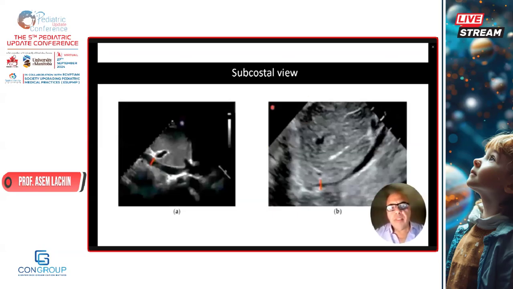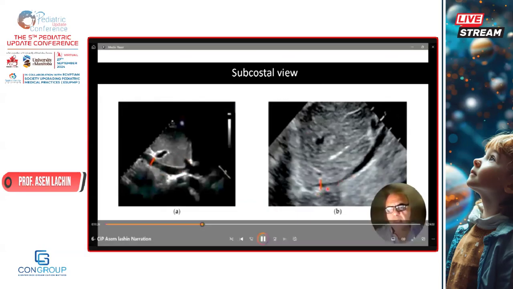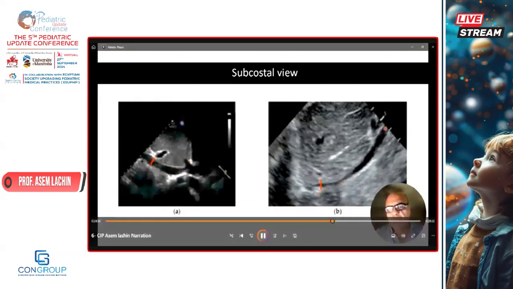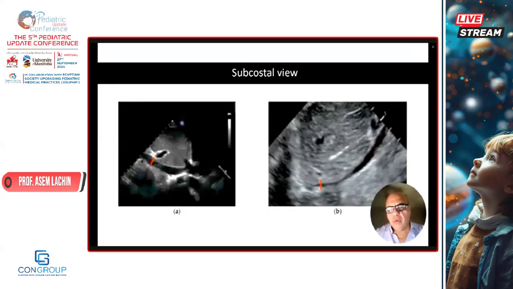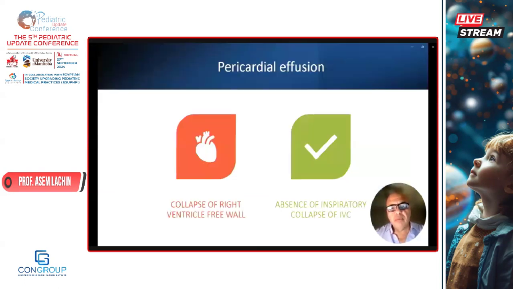This is a subcostal view just to have a look for the inferior vena cava with the hepatic veins. Here you can see the inferior vena cava is dilated, and here you can see it's contracted with inspiration, and this is the end of the inferior vena cava. So we can get an idea about this part also from the subcostal view.